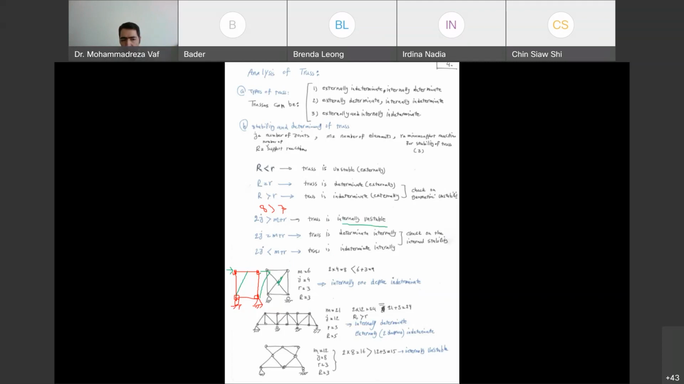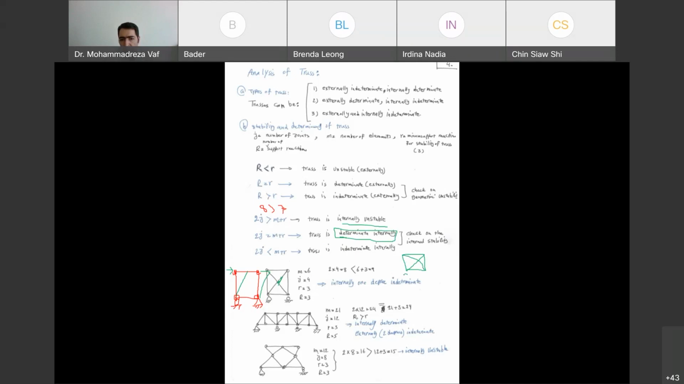Doctor, if the structure is indeterminate internally, is the structure still stable? Yes, if your structure is internally determinate, definitely it is going to be stable. There is no problem. But I can give you another example where your structure becomes unstable, although internally.